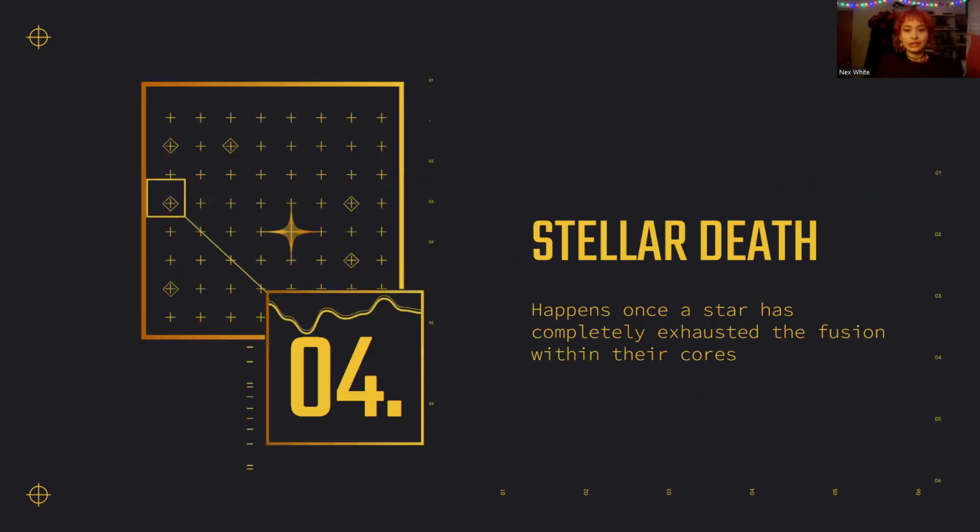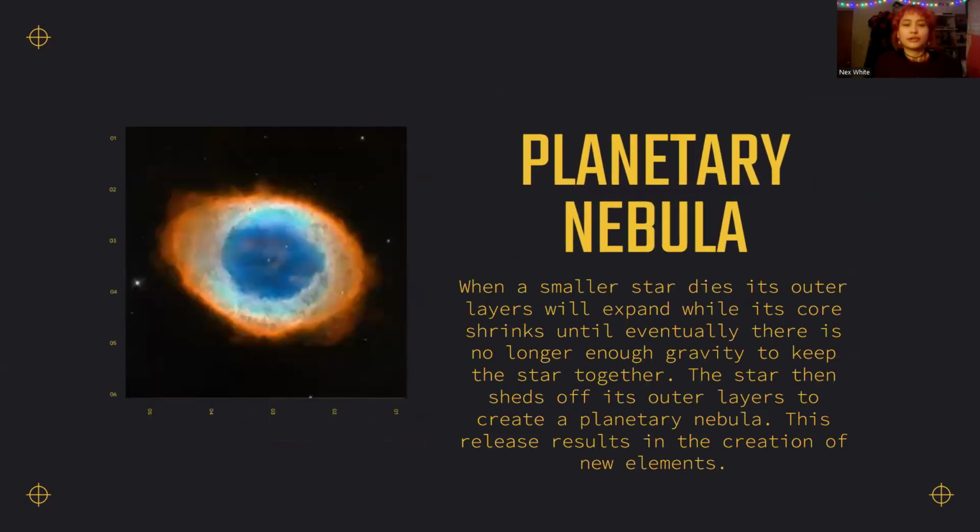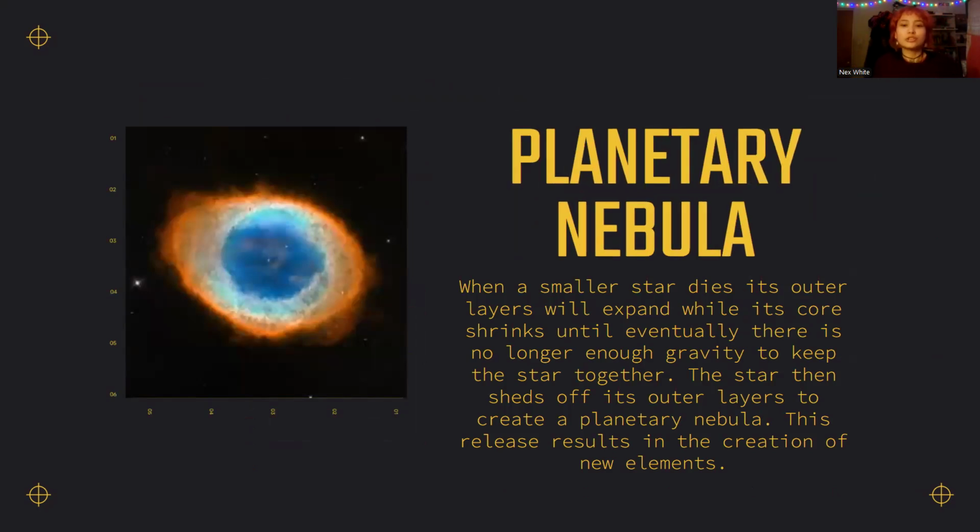Once stars die, meaning they have completely exhausted all of the fusion processes in their core, they will become a variety of things. Smaller stars will become planetary nebulas. Their core will shrink while their outer layers expand until gravity loses track of the outer layers and they expand. And that expansion releases energy, and that energy creates new elements.